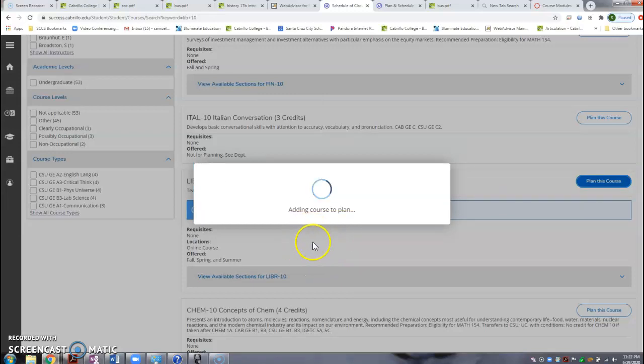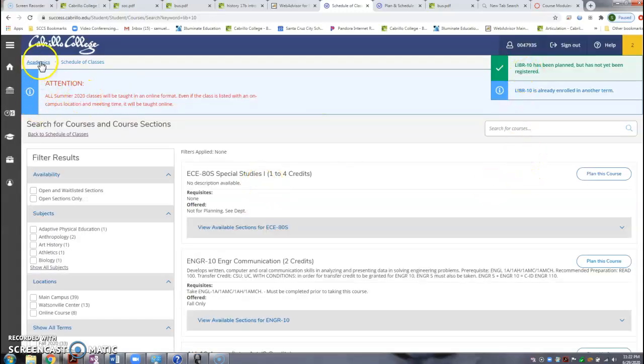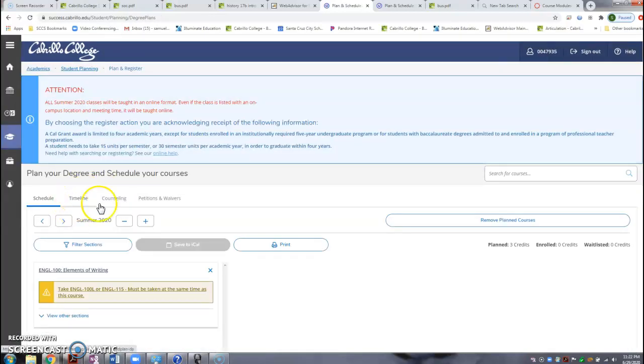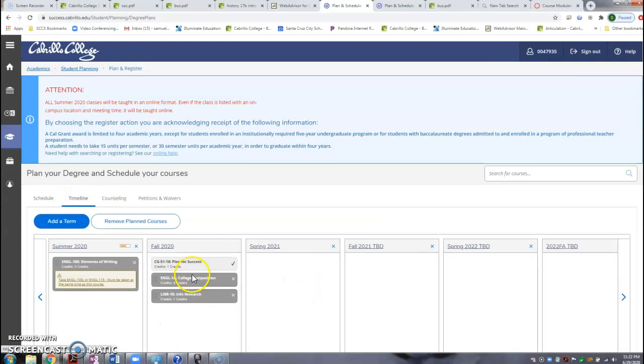Now, if you want to check to see if the class is there, you go back to academics. Okay, and you go back to your timeline in a second. Go here in the bottom. Timeline. And it should be there in the fall. Aquí debe de estar. Ta-da, it's right here.